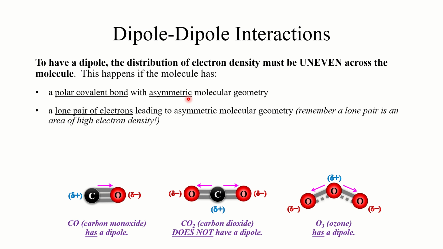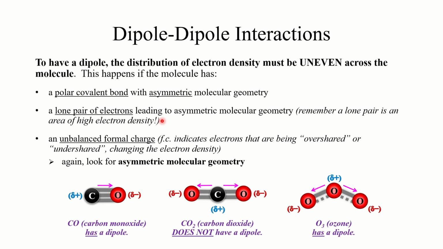It's still going to have that bent geometry like the water molecule does, but now we've got sulfur in the center instead. So that's going to be dipole-dipole interactions. If you've got a lone pair of electrons, that leads to an asymmetric molecular geometry. So again, this would be bent or something like trigonal pyramidal, right? Think about your asymmetric or unbalanced molecular geometries when you learned VSEPR theory in Gen Chem 1.